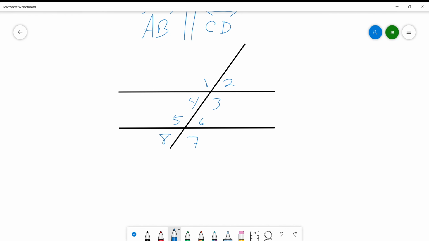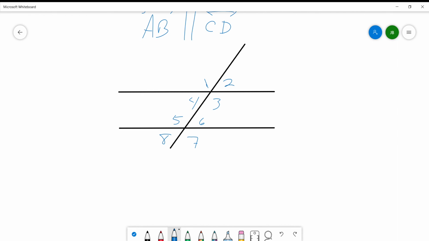Notice from the previous thing we just learned, we have here some vertical angles. 2 and 4 are vertical to each other. 1 and 3 are vertical to each other. 6 and 8 and 5 and 7 are pairs of vertical angles. So that means they are congruent. However, we're not going to worry about that right at the moment. We're interested in the alternate interior and the alternate exterior angles.